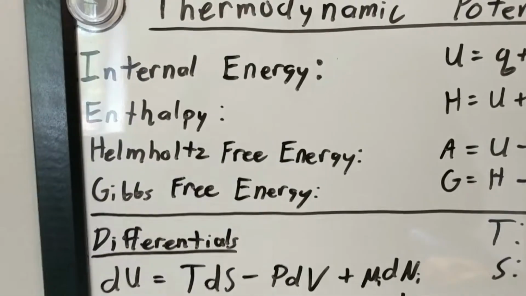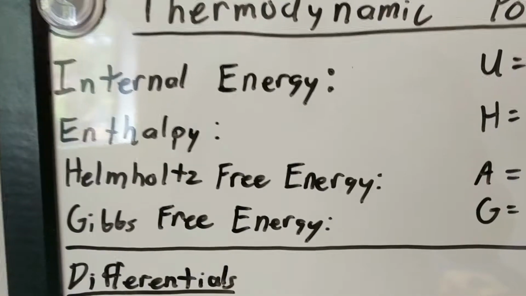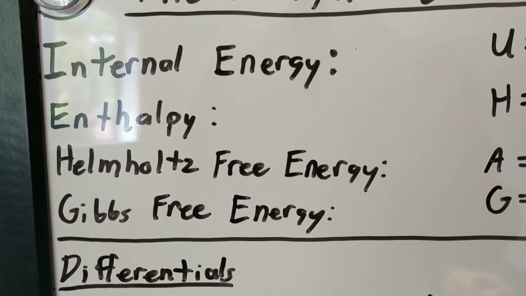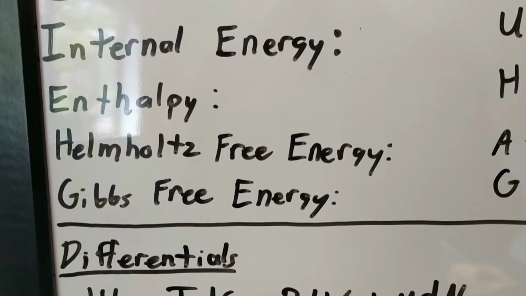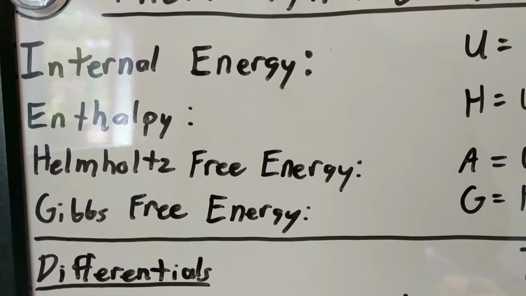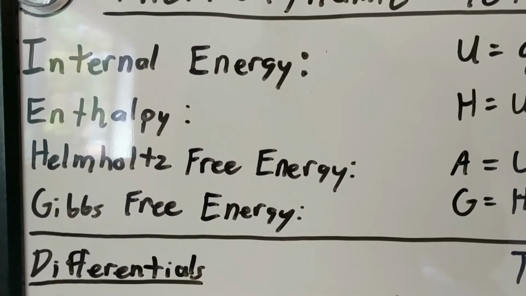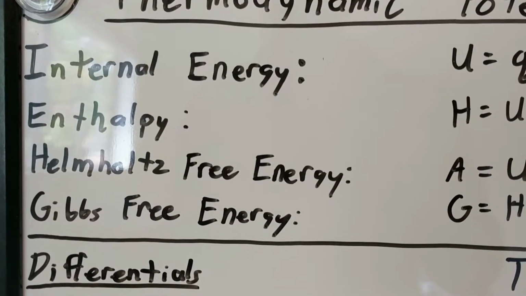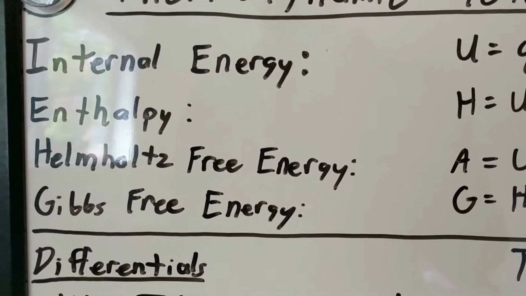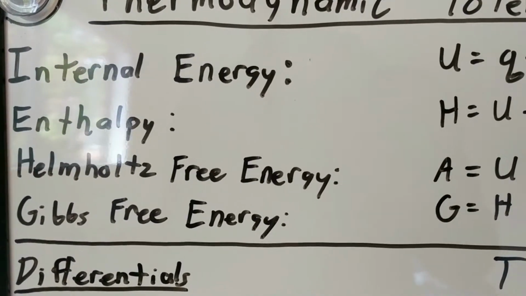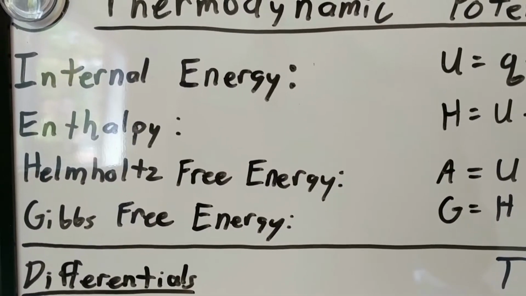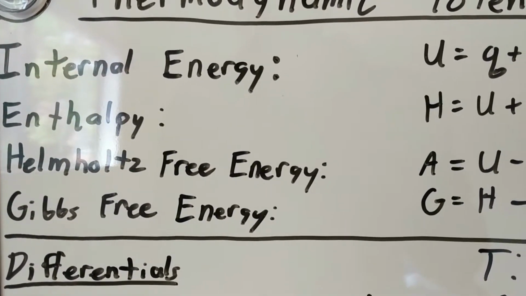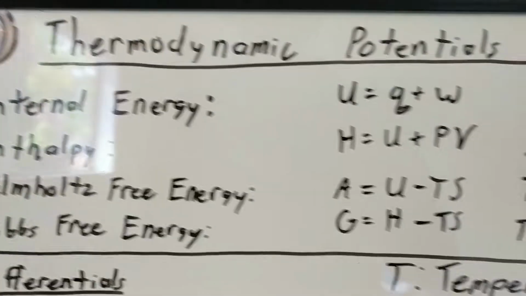So, the four thermodynamic potentials that I'm going to be explaining today are shown here. We have internal energy, which is a measure of the capacity for a system to do work and release heat. Enthalpy is the capacity of a system to do non-mechanical work and release heat. Helmholtz free energy is the capacity to do both mechanical and non-mechanical work. And lastly, Gibbs free energy is the capacity to do non-mechanical work alone.